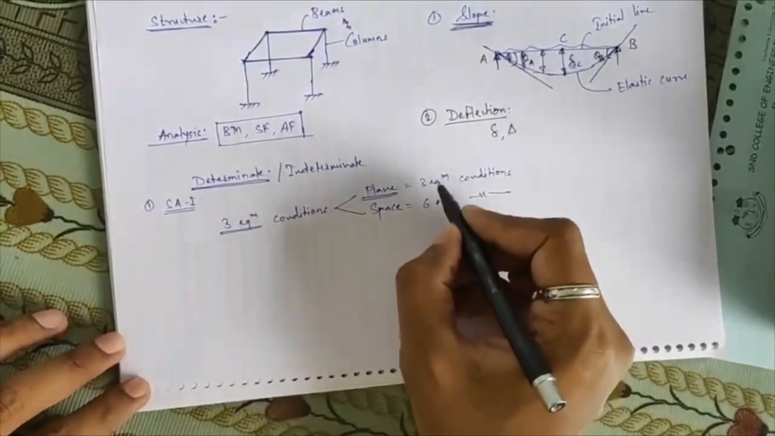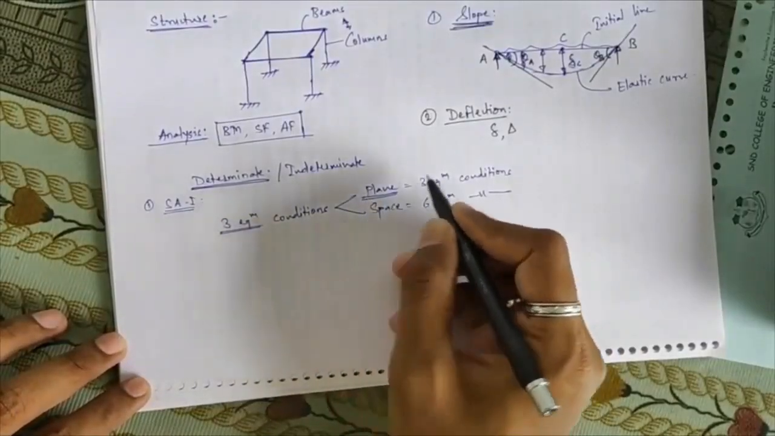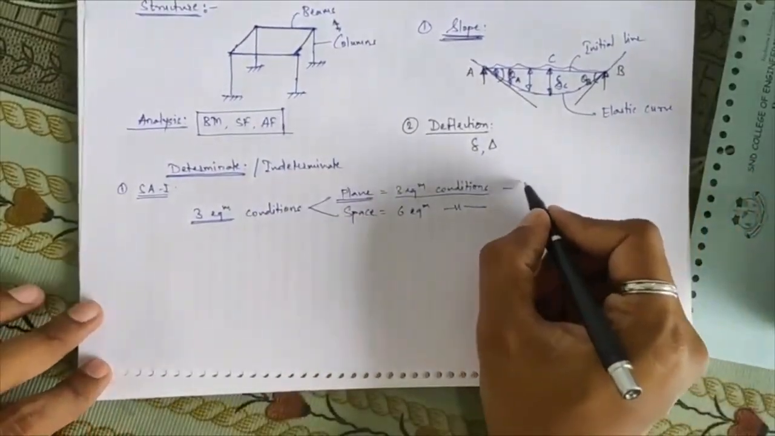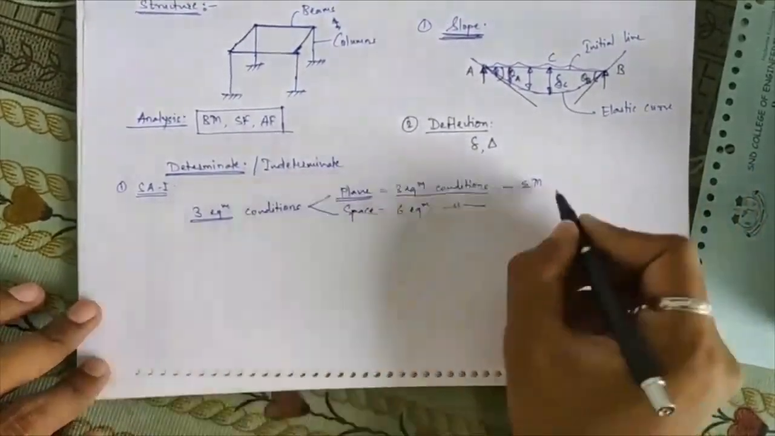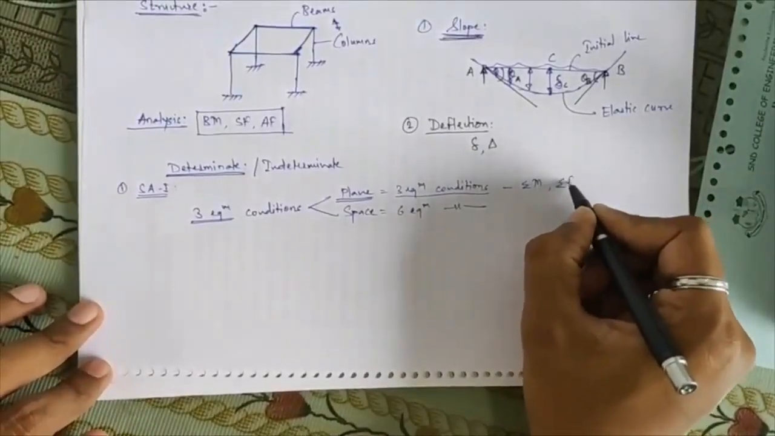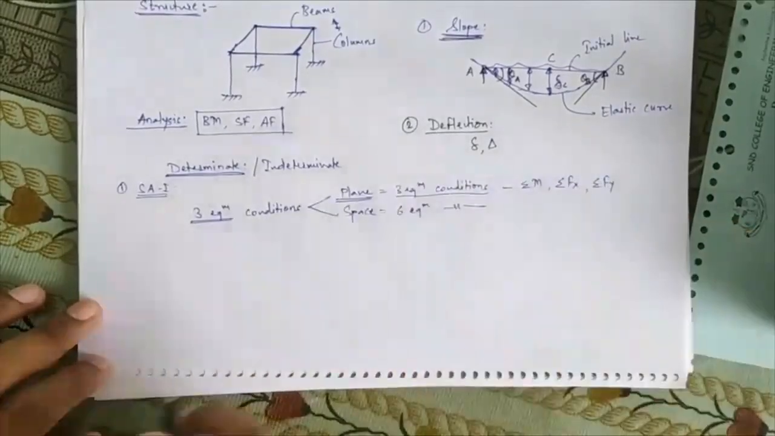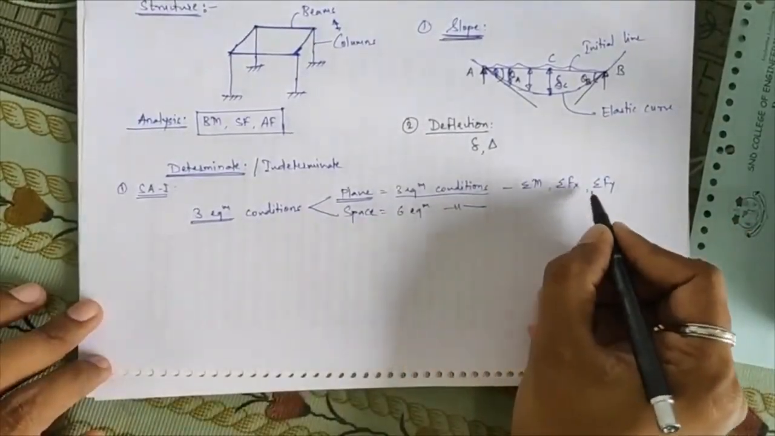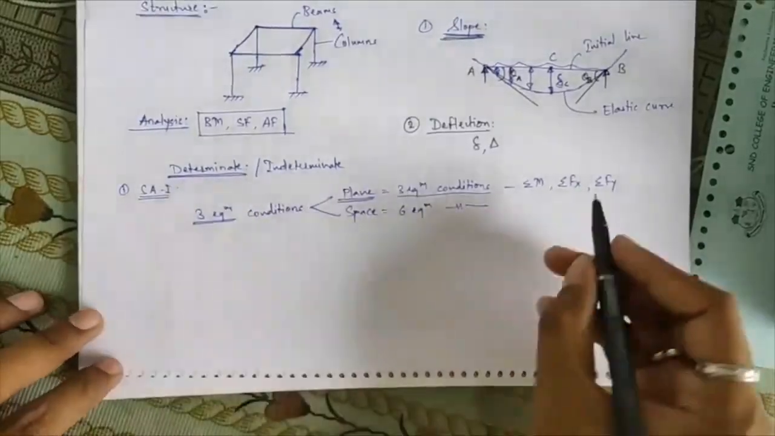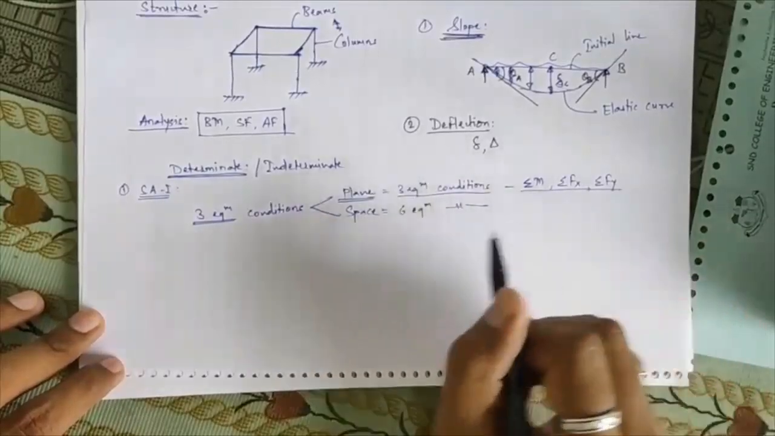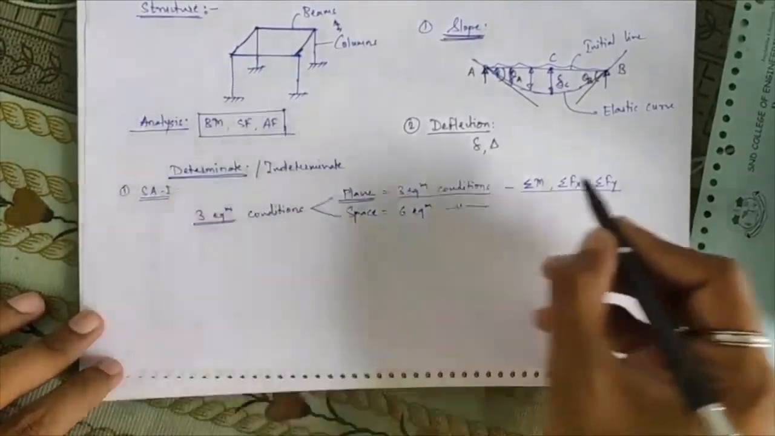Okay, so in plane we'll deal with only plane structure. In plane structure, these three equilibrium conditions, which are those? That is your summation of moment, summation of horizontal forces, and summation of vertical forces, that is summation of M, summation of Fx, and summation of Fy.